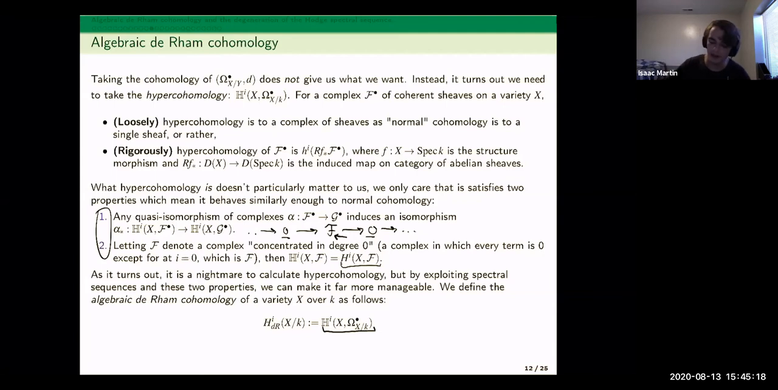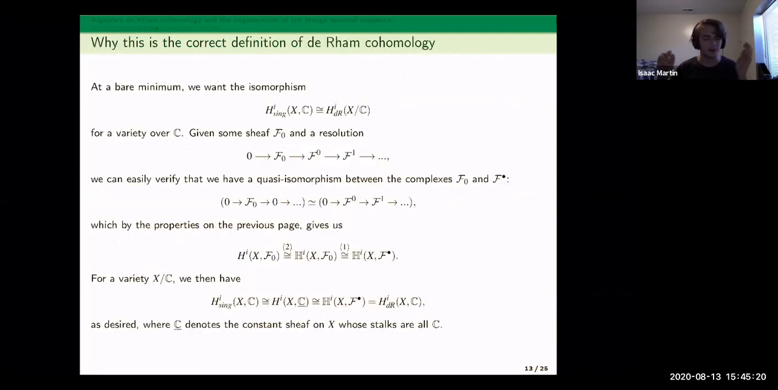Great. So why is this the correct definition? Well, at a bare minimum, one would hope that singular cohomology and de Rham cohomology are isomorphic for, say, a complex variety. That's not true if we were to just take the cohomology of the de Rham complex, but it is true for hypercohomology.